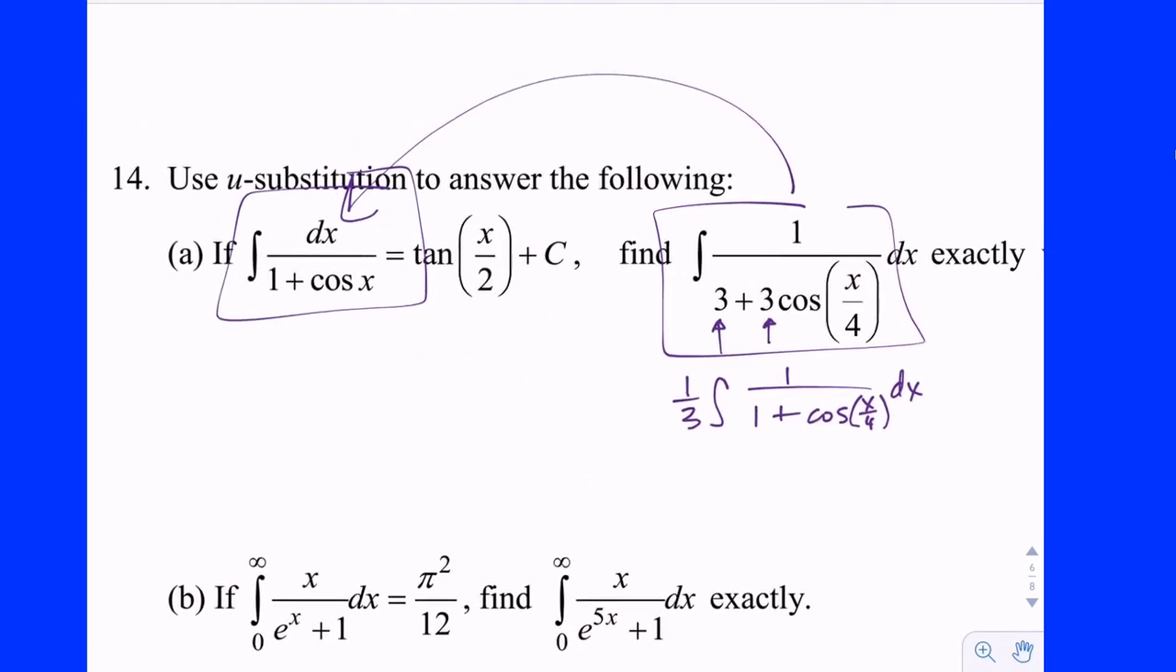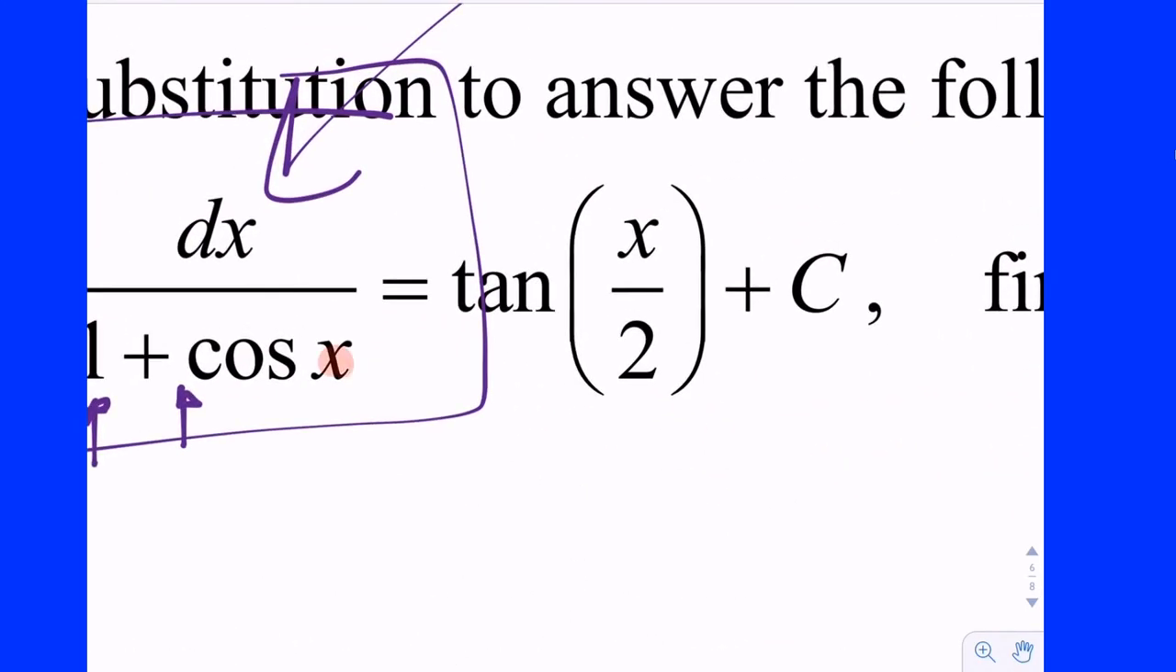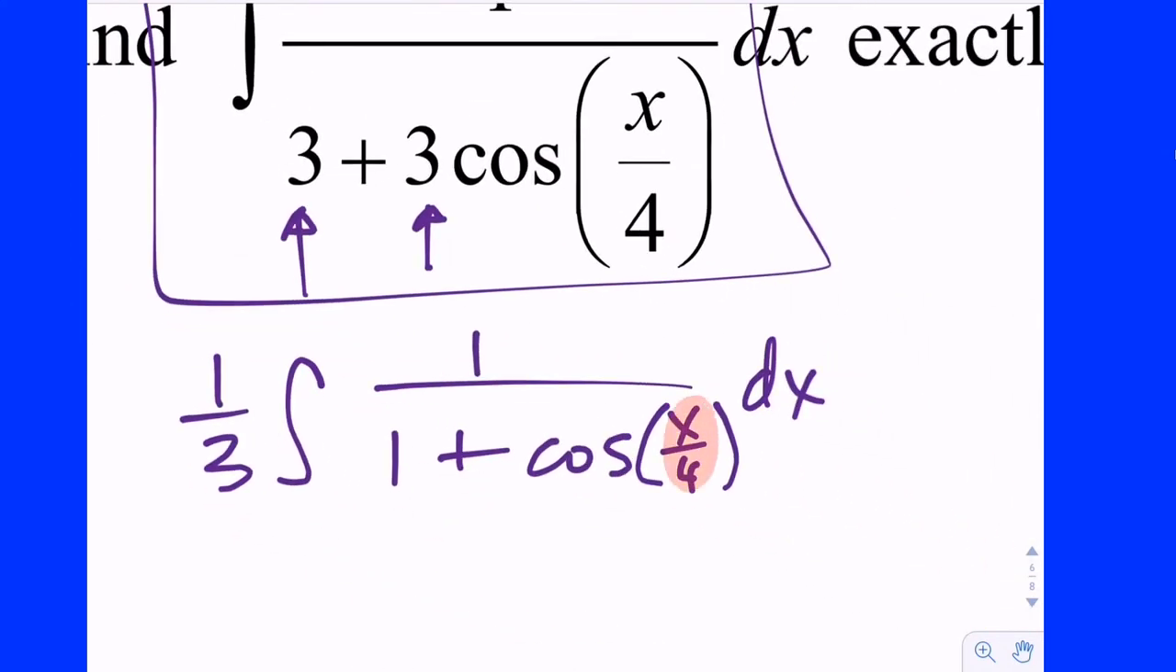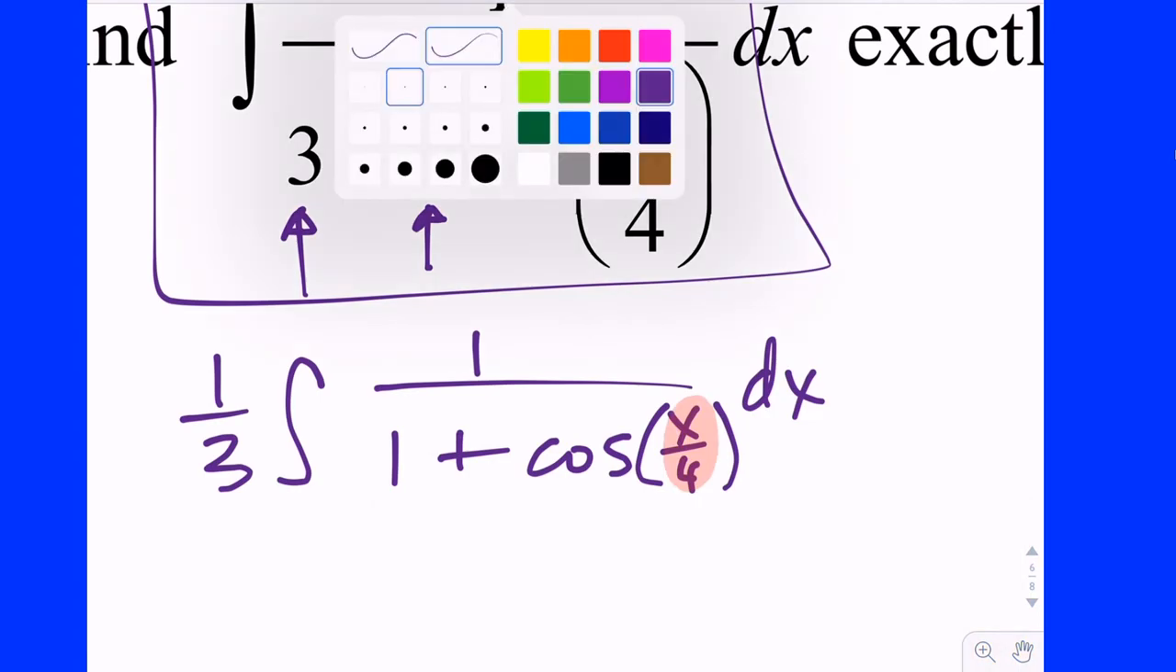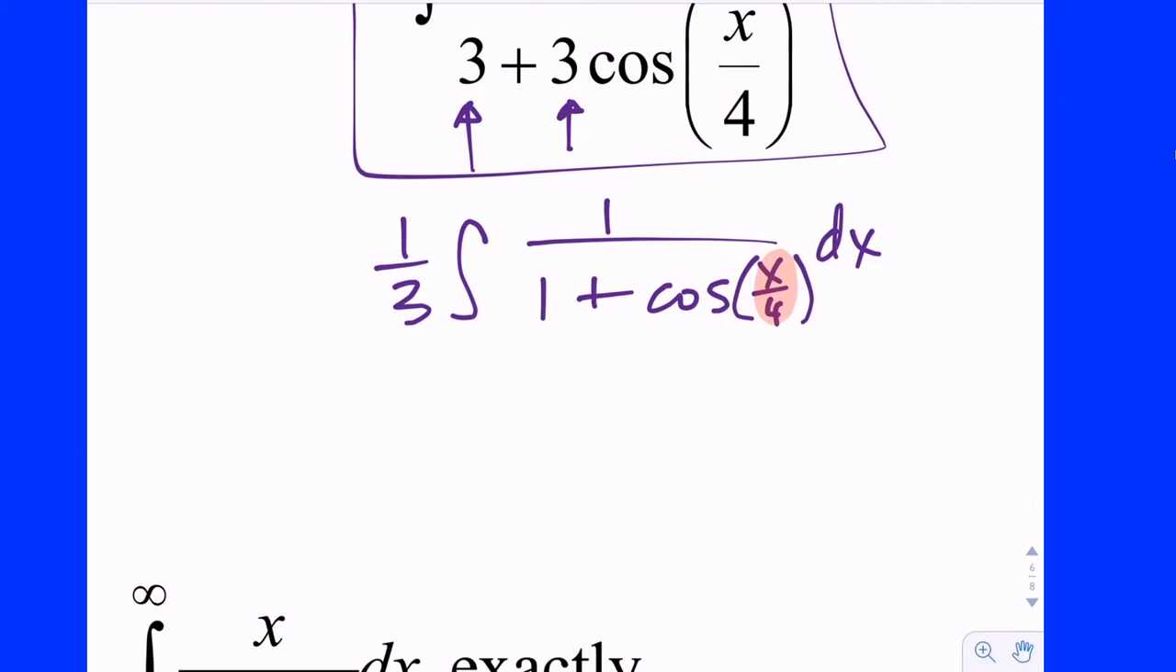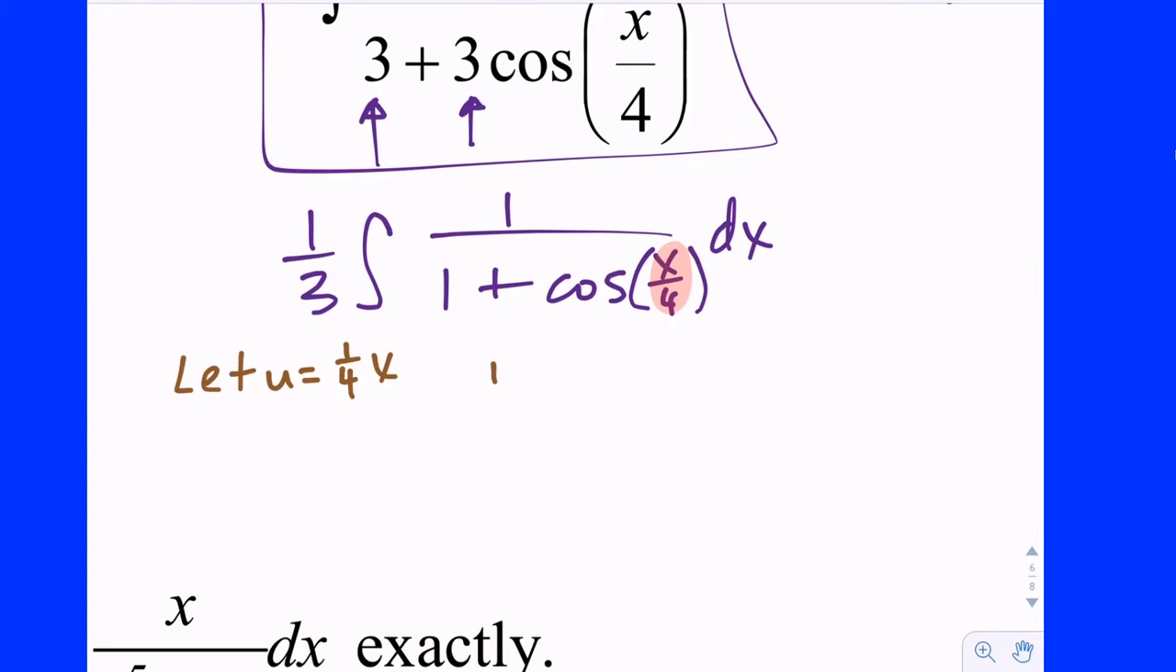But we're still not quite there, because now I need this to be a plain old single variable, and I have it being an x over 4. So guess what I can do? I can let u equal x over 4, which is 1/4 x. And here's what the replacement will start looking like. I'll have a 1/3, 1 over 1 plus cosine of u. But here's the key. I can't just put du there. I actually have to figure out what du is.